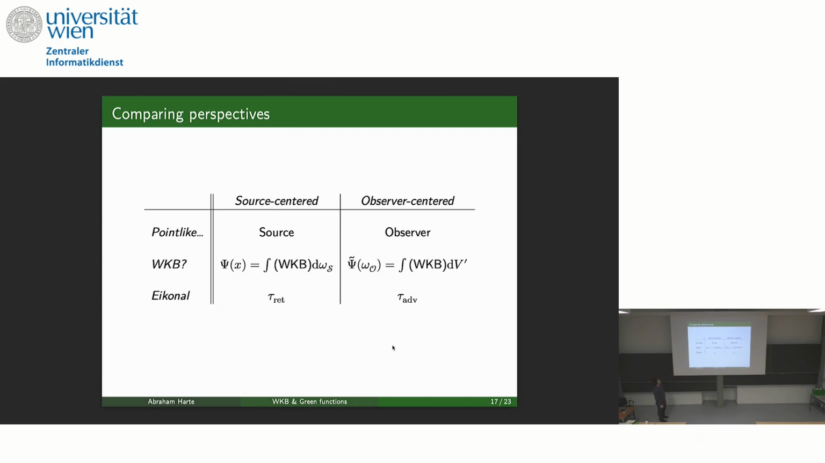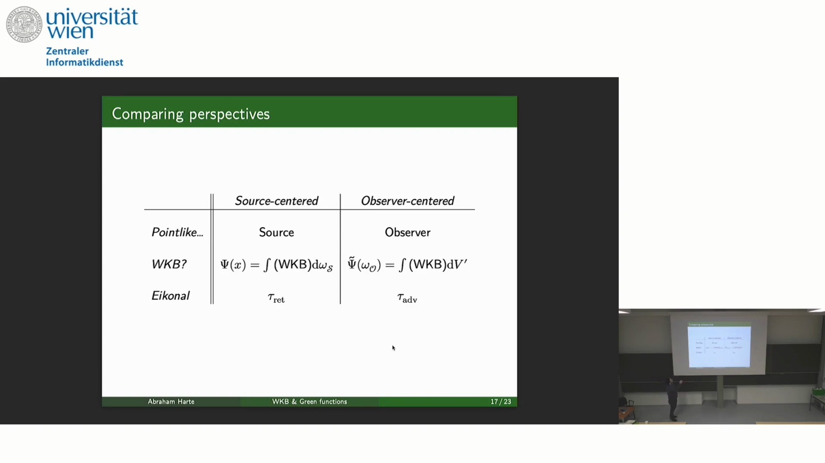Okay, so let's compare these. In the source-centered perspective, that assumes that you have a point-like source. It doesn't really pick for you a particular observer. You can easily move around your observer. Doesn't matter. From the observer-centered perspective, you're assuming you have a point-like observer, but you can have arbitrary sources. You can have extended sources. So which one you pick here gives you more generality in one direction or another.